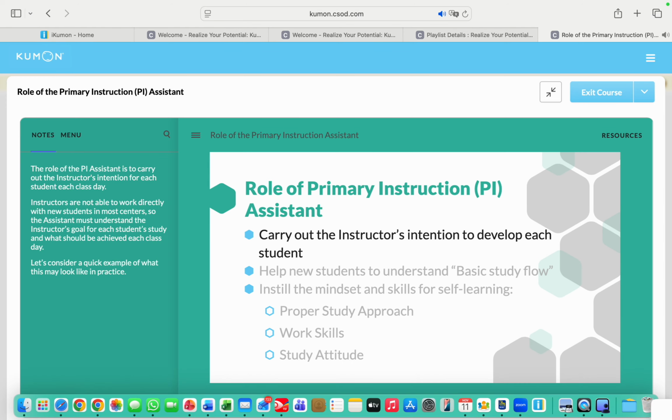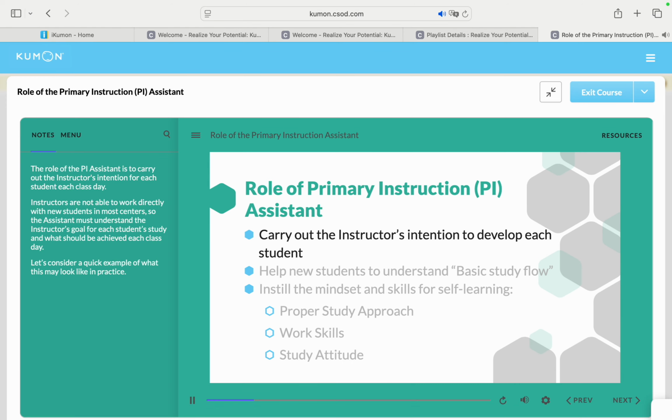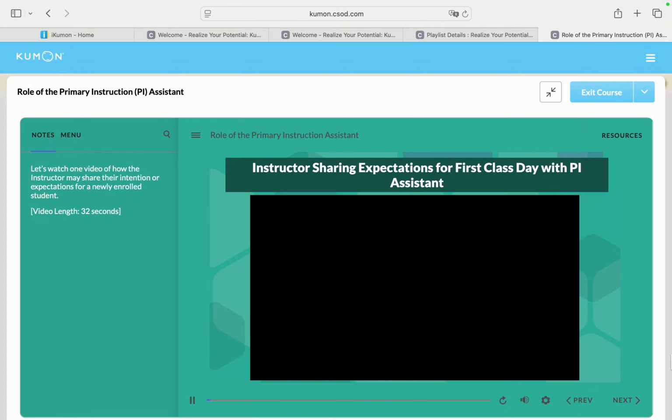The role of the PI assistant is to carry out the instructor's intention for each student each class day. Instructors are not able to work directly with new students in most centers, so the assistant must understand the instructor's goal for each student's study and what should be achieved each class day. Let's consider a quick example of what this might look like in practice. Let's watch one video of how the instructor may share their intention or expectations for a newly enrolled student.